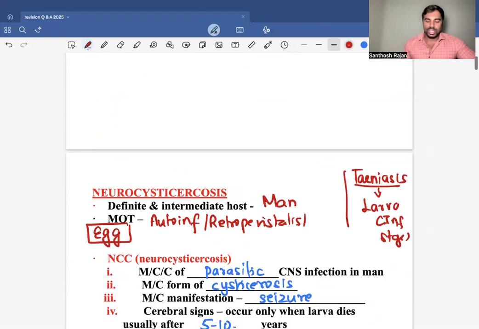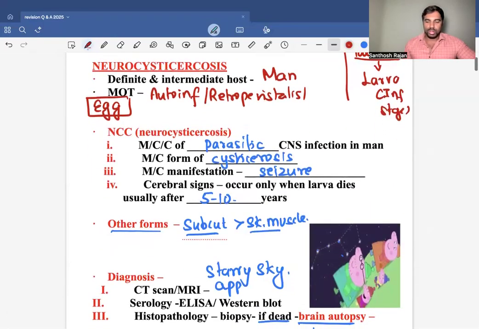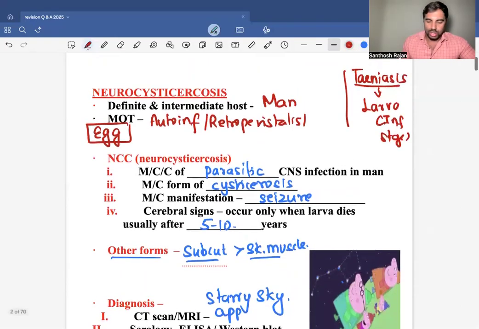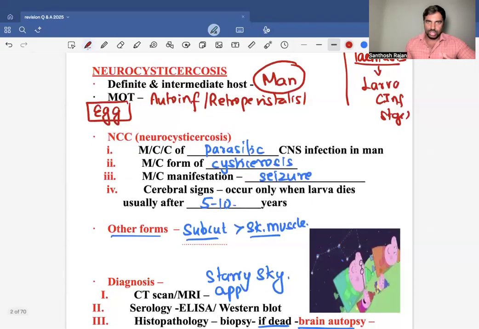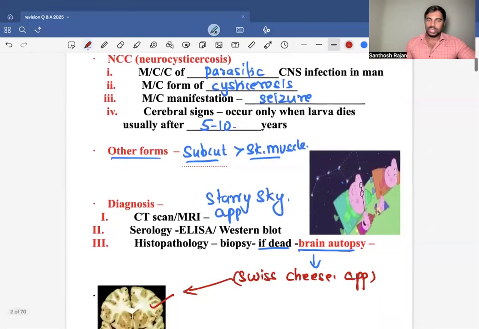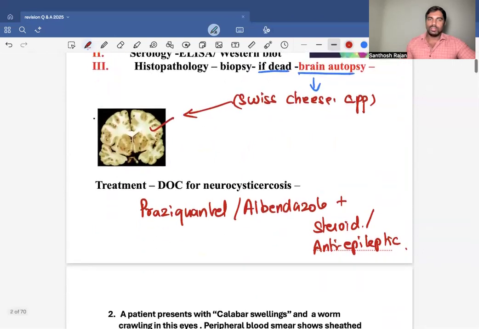Know that the infective stage is the egg, autoinfection or whatever. Man is the only definitive and intermediate host here. Pork is not involved here. That means the pig is usually involved in taeniasis, not here. Most common form is cysticercosis, seizure, parasitic after 5 to 10 years, subcutaneous, skeletal muscle, clear. So we're done with all the things treated.